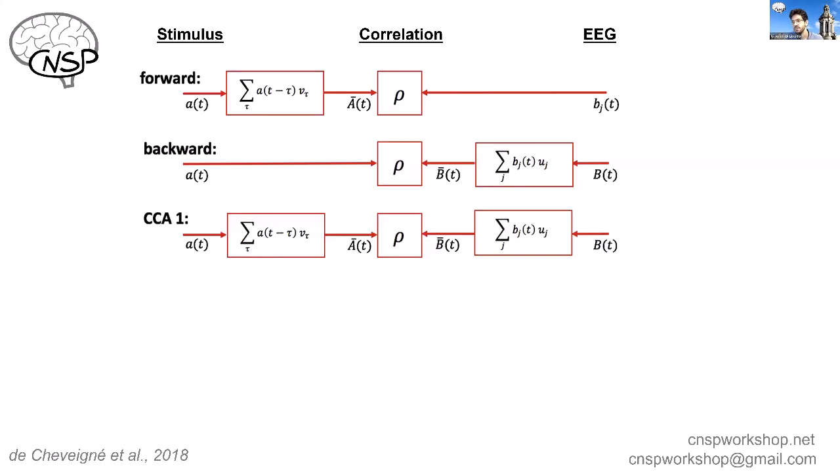And you do this, and the first component is a pair of components, one for the EEG and one for the stimulus, that is maximally correlated. So you multiply your stimulus by this matrix, and you multiply your EEG by this matrix, and the first component has the maximum correlation you can ever get with a linear transformation. Then you remove that and you have the second component, which is the maximum correlation you can get after removing the first component, and so on.